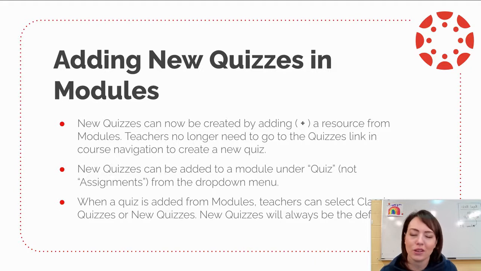It was super confusing, but the idea is that external tools are assignments in Canvas. And since new quizzes was built out in the back end as an external tool, it ended up getting lumped into assignments. So this new feature will allow you to add new quizzes through the quizzes dropdown menu, but more importantly, you'll also be able to add and create a quiz from scratch straight from modules instead of having to go to the quizzes link in course navigation.